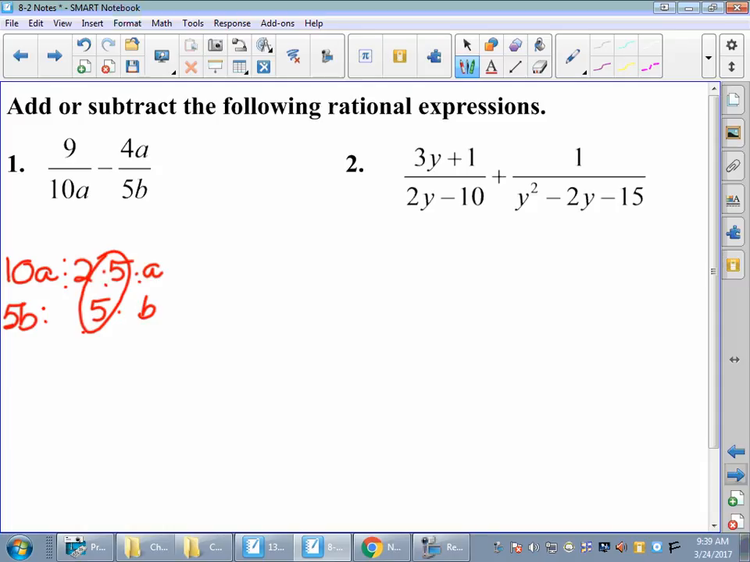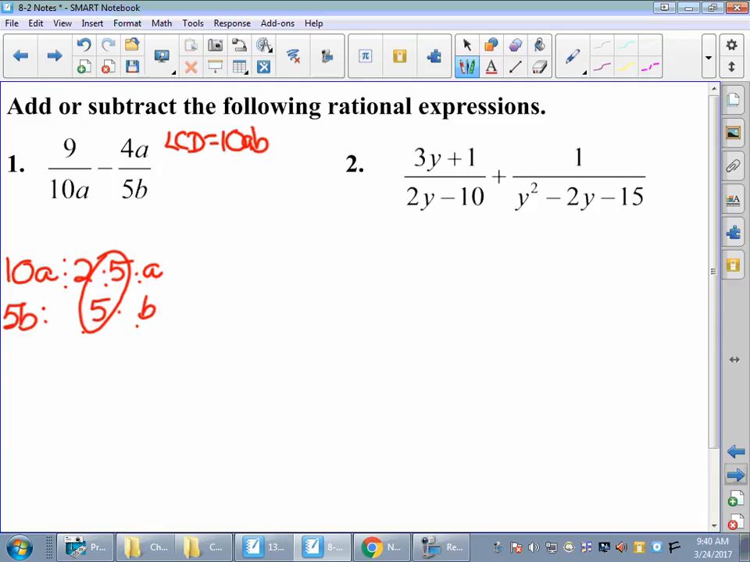The 5 needs a 5, but we're going to share with the 10, and we need a b. So my least common multiple, or my least common denominator, is going to be 10, because 5 goes into 10 and 10 goes into 10, but I also, the one needs an A and the other one needs a B. So 10AB is my least common denominator.